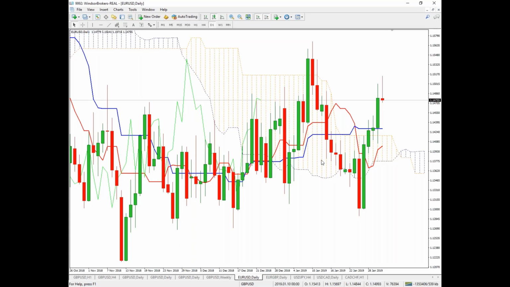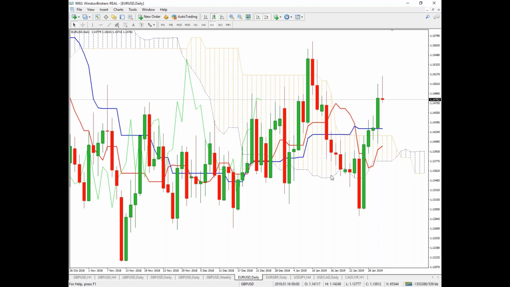Now, the faster line is Senkou span A, so it's our first line. We can see it here. And the slower line is Senkou span B, the leading line B, the other edge of the cloud. So these two lines form the cloud. The difference between them also defines the thickness of the cloud, and the cloud itself acts as a support or a resistance depending on where the price is.